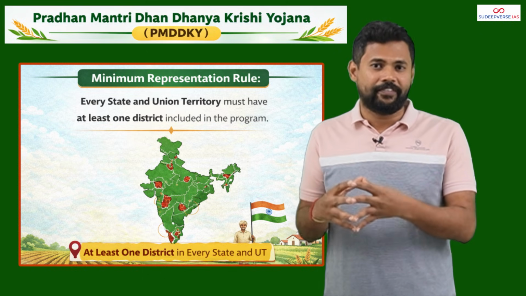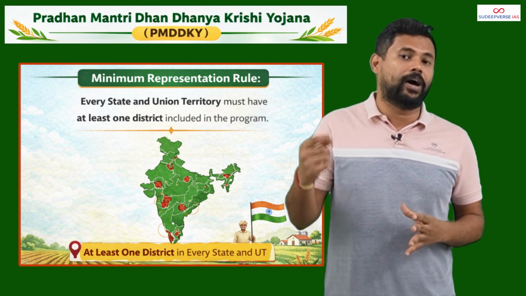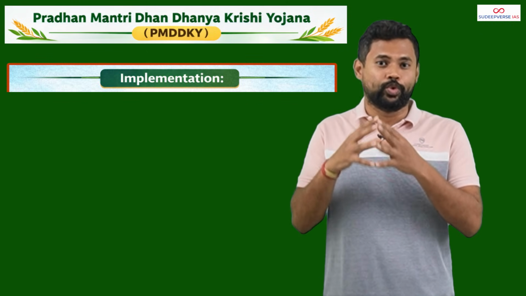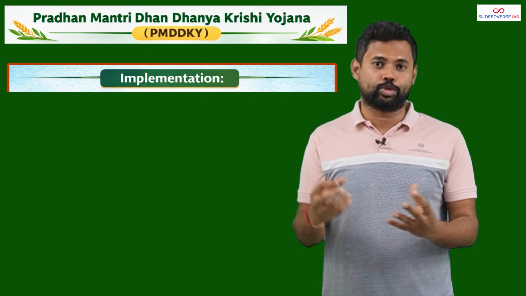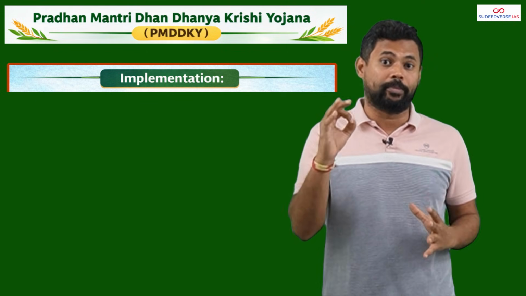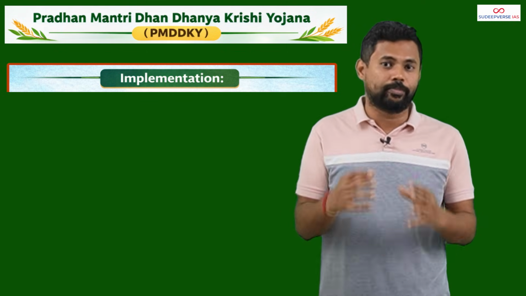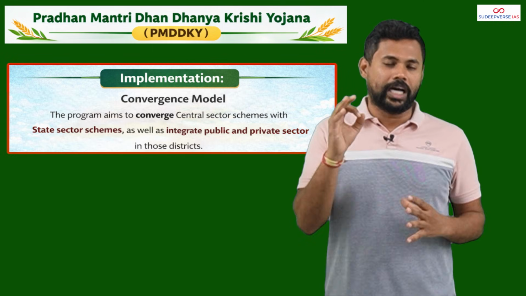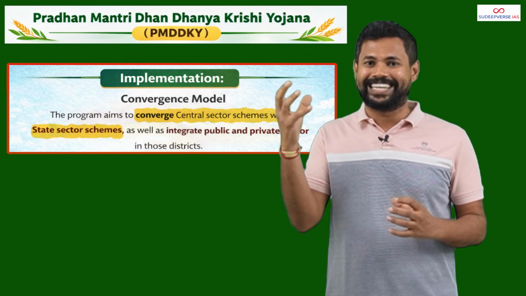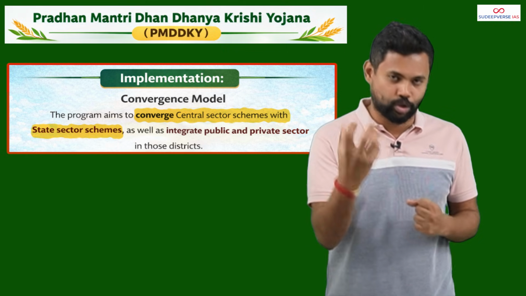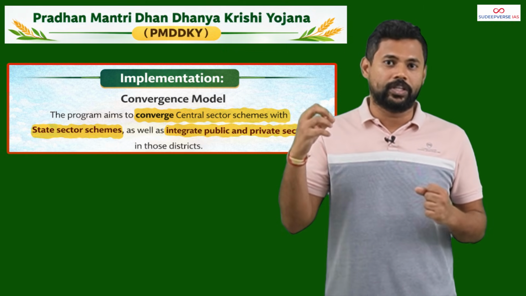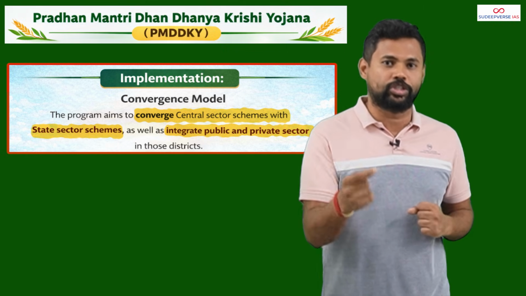Now, once we have identified the 100 most backward farming districts in India, the second step is to implement our agricultural schemes so that agricultural development takes place at a much faster pace. And this happens by applying the convergence model. Convergence model means you are converging the central sector schemes with state sector schemes in those districts. Convergence also means you are converging the public sector with the private sector in those districts.